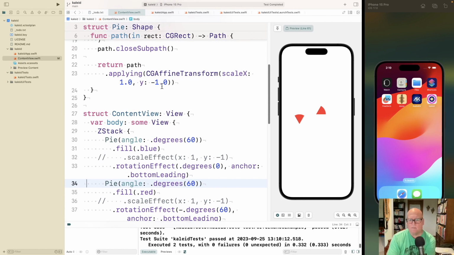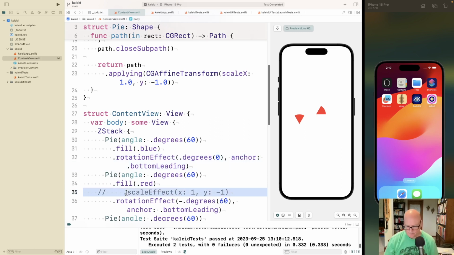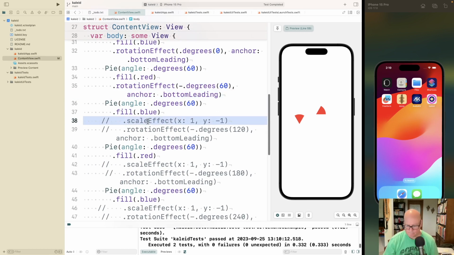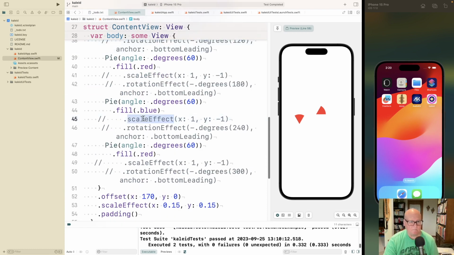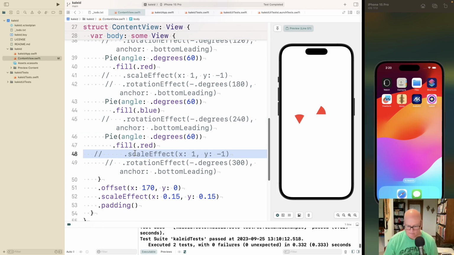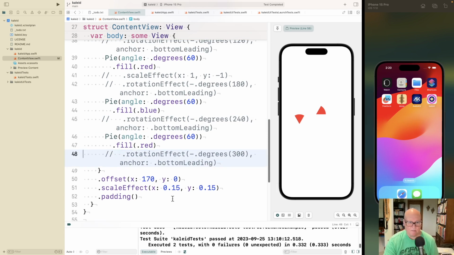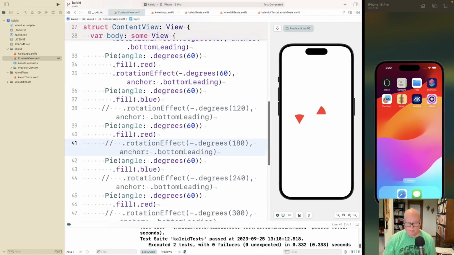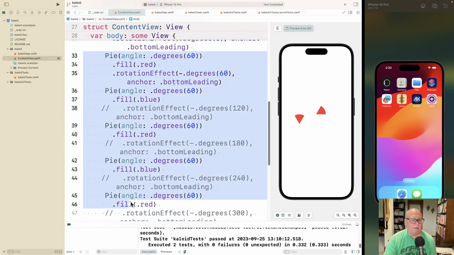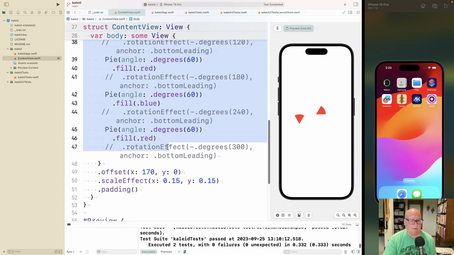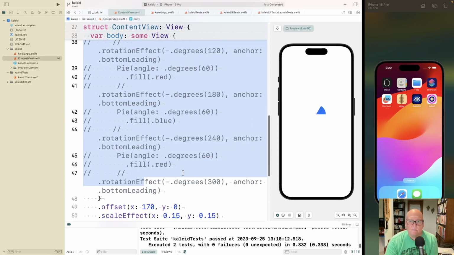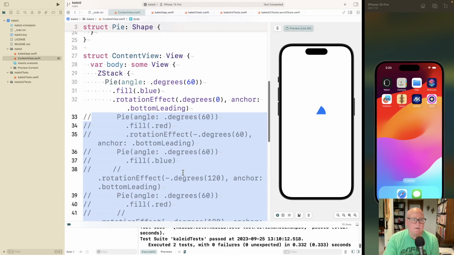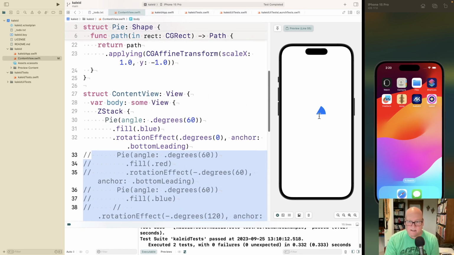Scale x1, y minus 1. Okay, I'm going to take these out. This is just to shrink the whole thing so I can see something. Okay, now why is that blue piece not showing up? Oh, they're overlapping. Okay. That guy seems okay.